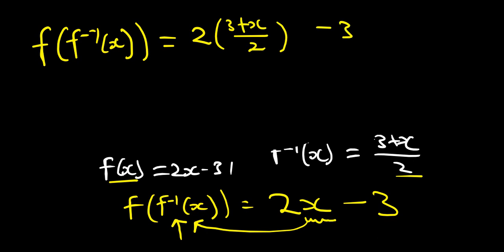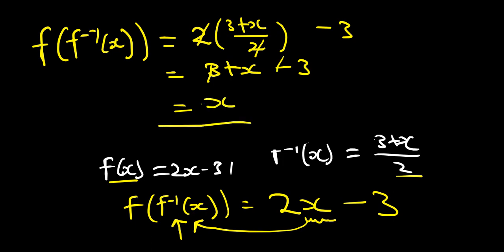From this, what am I going to get? We see that this 2 and this 2 are going to cancel out, so I'm just going to remain with 3 plus x, and then I have another minus 3 there. We see that this 3 and this 3 are going to cancel. We are just going to remain with what? x. So this is always the case. When you find the composite of a function with its inverse, the answer should always be what? x.